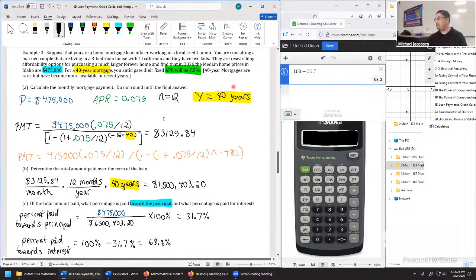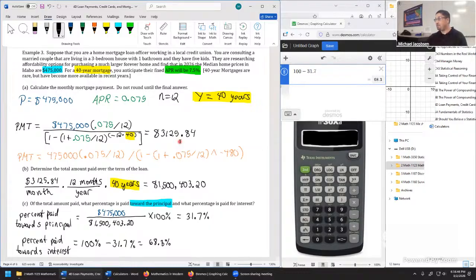So for the privilege of paying back almost $500,000 over the course of 40 years, almost 70% of your payments, here they are, is going towards just purely interest, right in the bank's pocket. Well, we did it, folks. That's the conclusion on this problem right here.